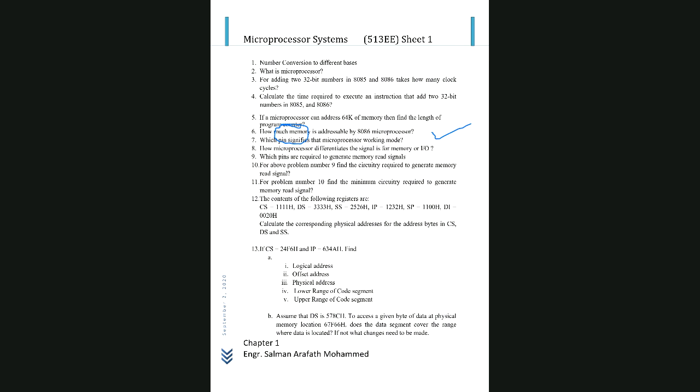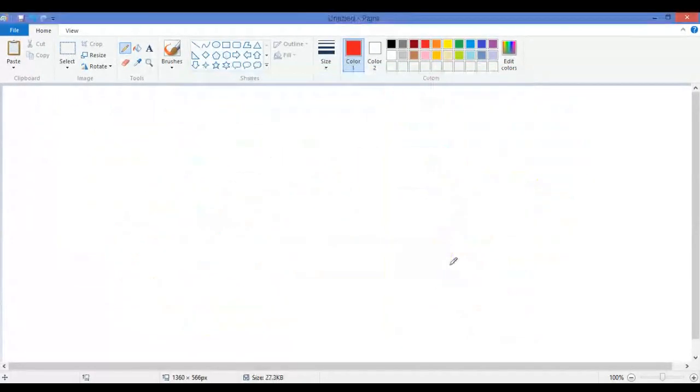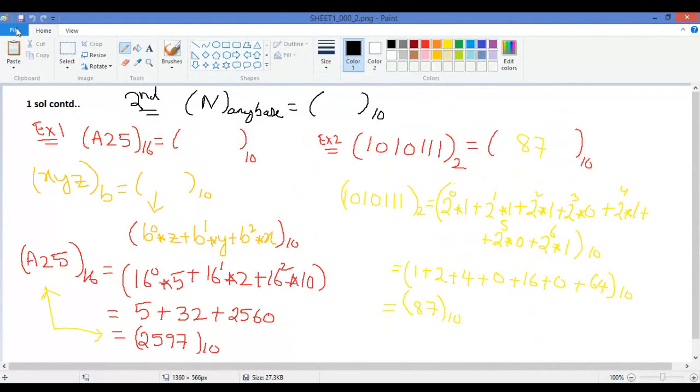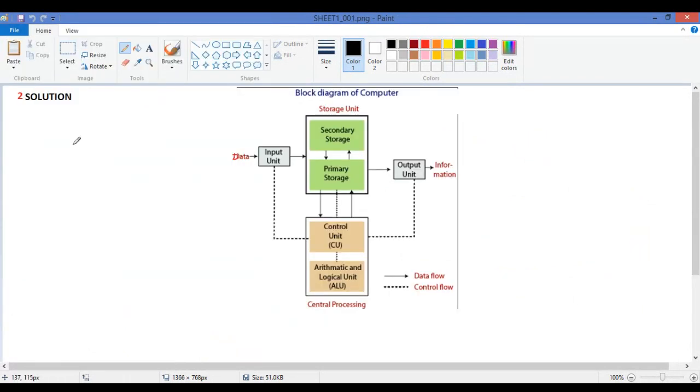Yeah. So I'll just open the second slide. Yeah. Second solution to the second problem. Okay.